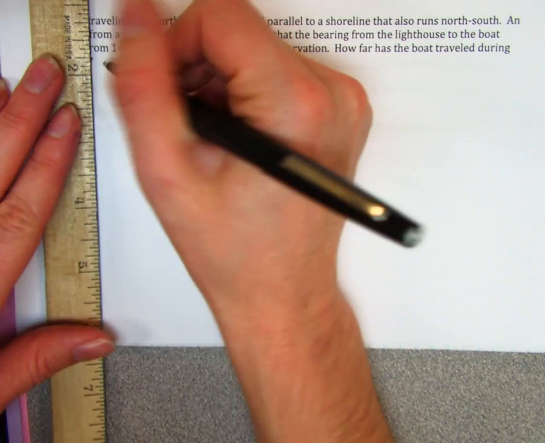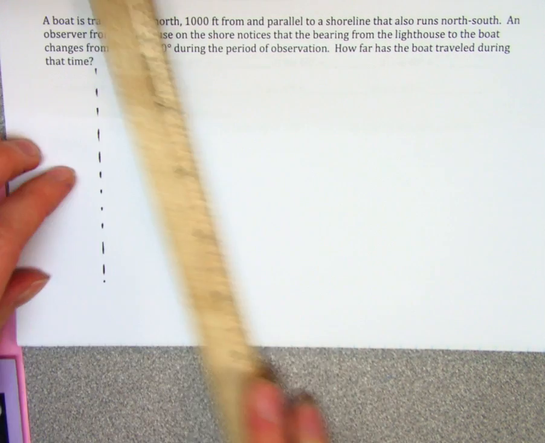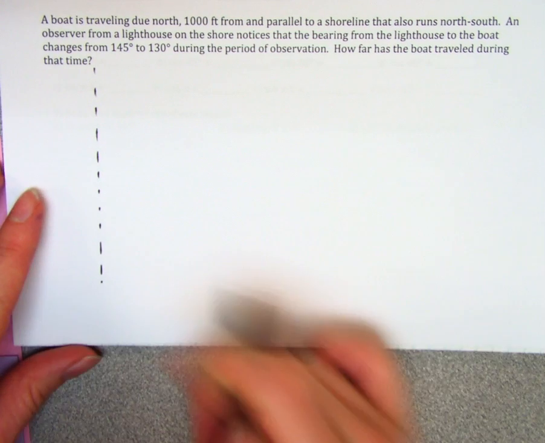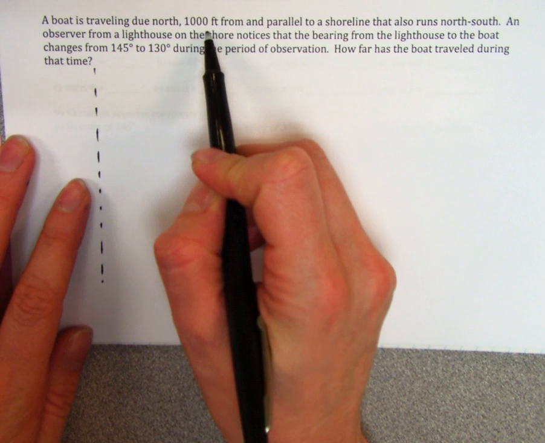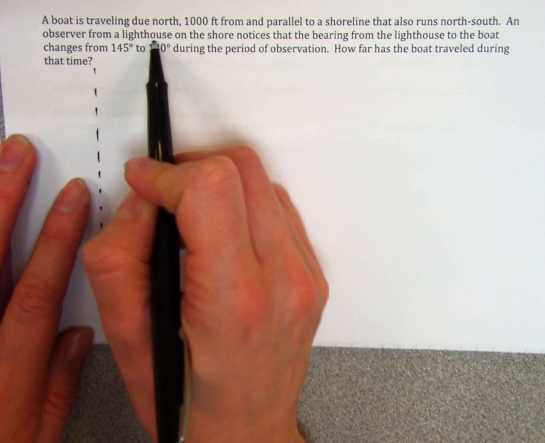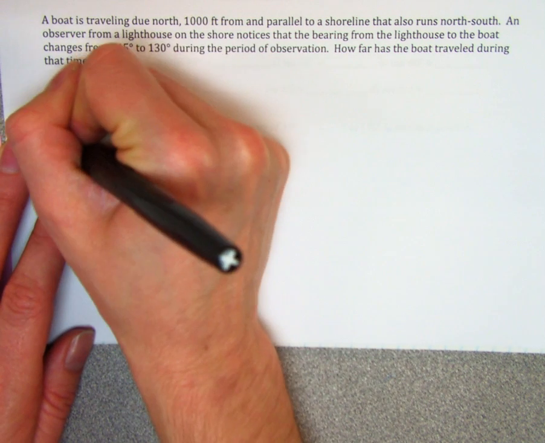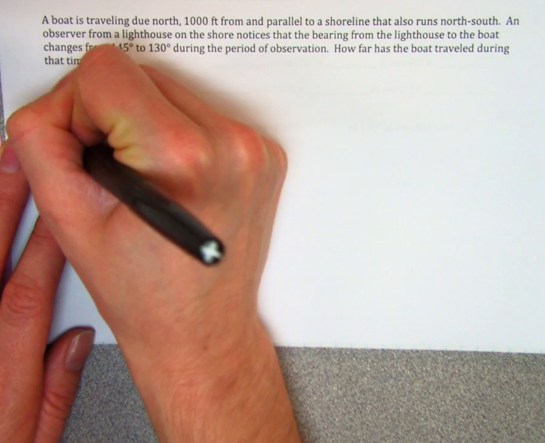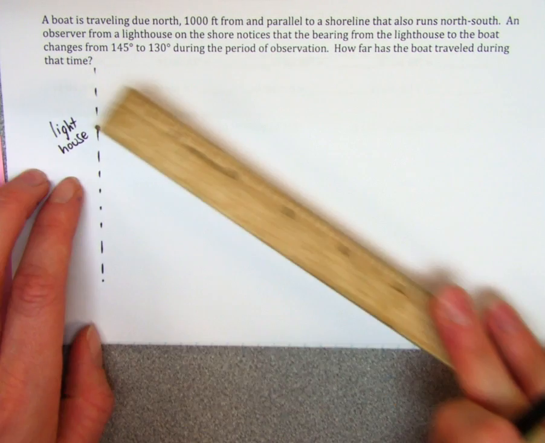Okay, so let's start with the north-south line. It helps us draw the bearing, and the boat is traveling due north as well. So we have a shoreline running north-south, an observer from a lighthouse on the shore. So let's put our observer here. We'll call this our lighthouse. And they notice a boat.